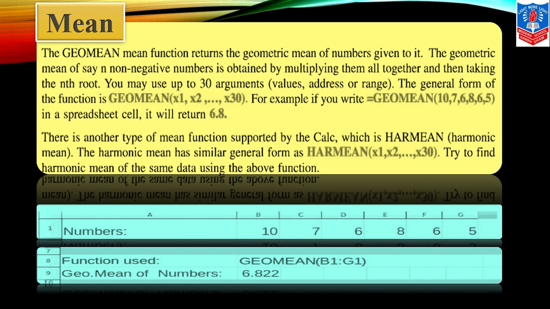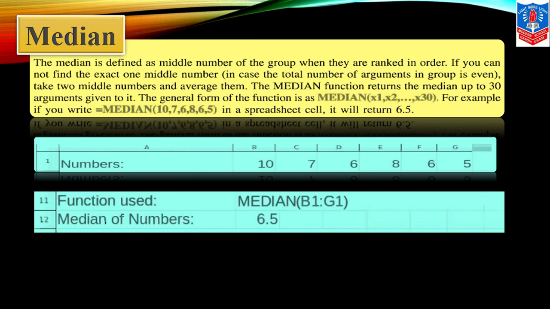Children, here we are writing Number in cell A1. Number is what we can say a label. The values of the numbers are given over here. You can see, children, from B till G, that is 10, 7, 6, 8, 6, 5. And the formula we are putting is equals to geomean B1 colon G1. B1 से लेकर G1 तक की हमने cell range दिखाई. So the output is what? 6.822.